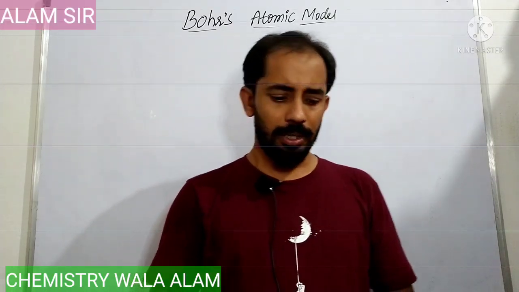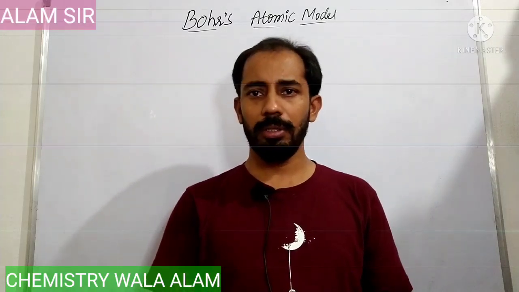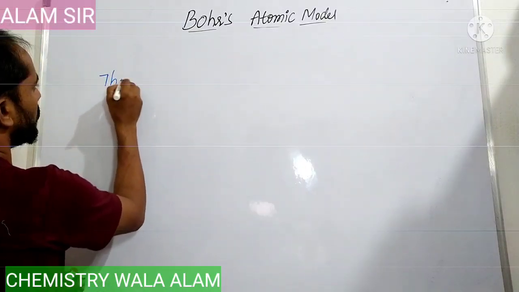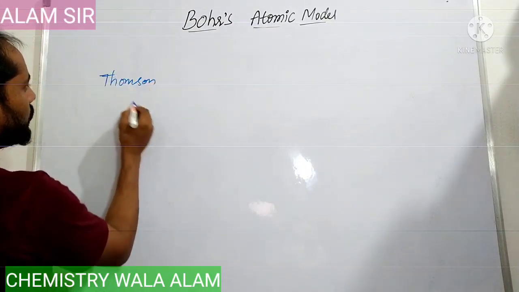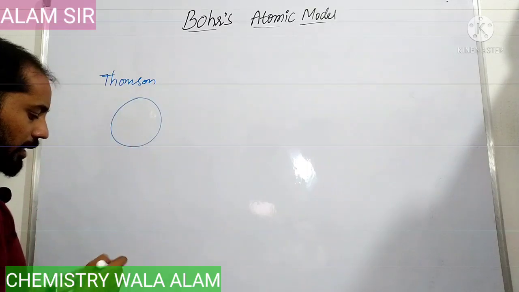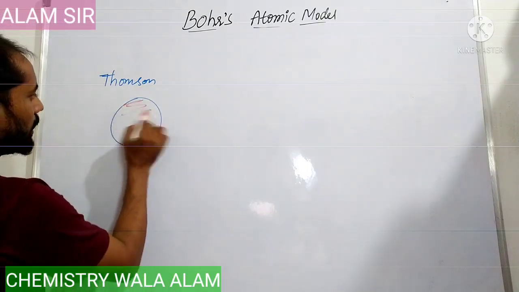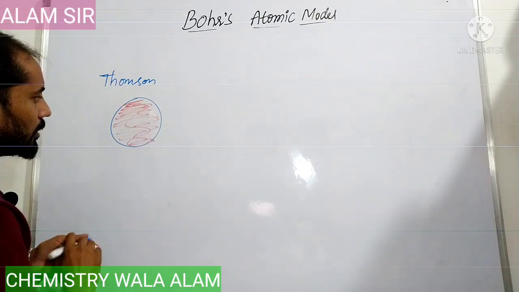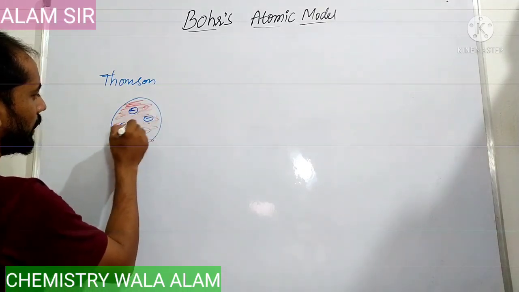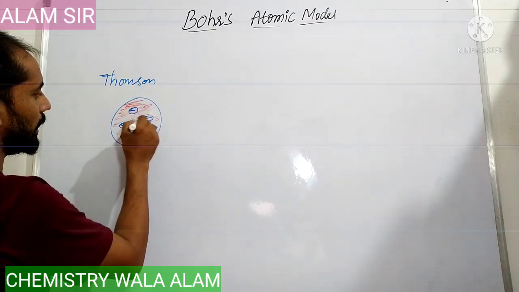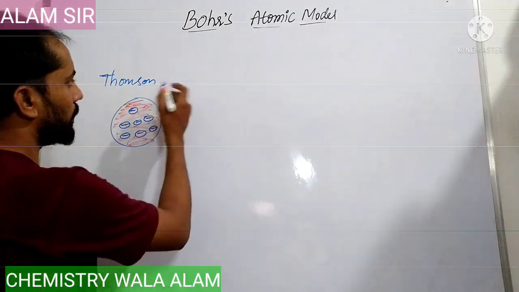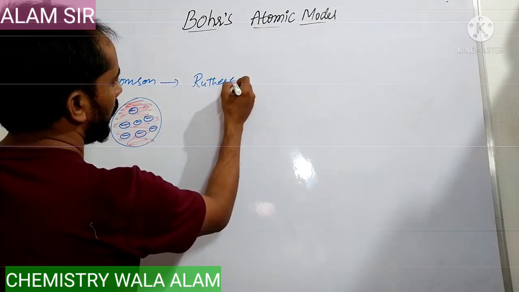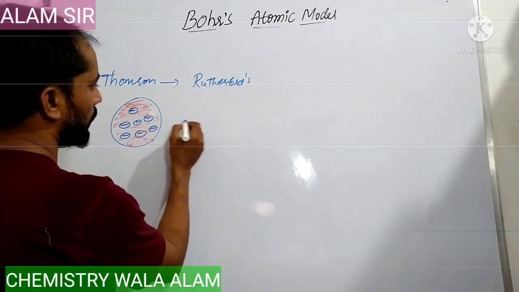First of all, to explain the atomic structure, the first basic model was given by Thomson. Thomson said that the atom is like a watermelon: a positively charged sphere in which mass is distributed throughout the atom, and electrons are embedded like the black seeds in a watermelon. To overcome the drawbacks, one of his students, Rutherford, explained the Rutherford atomic model.